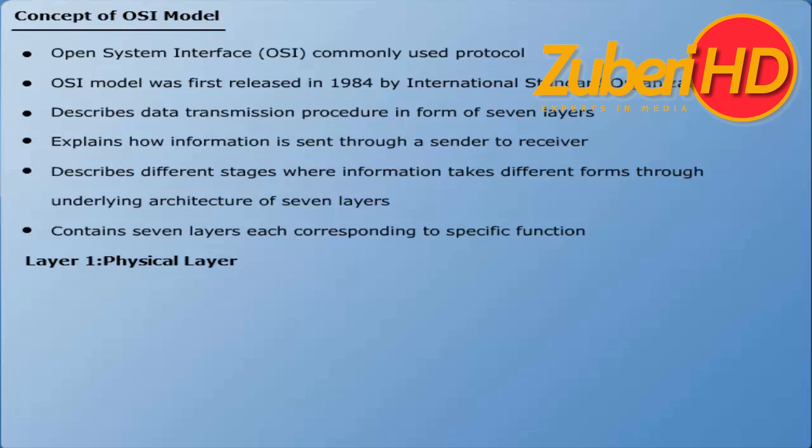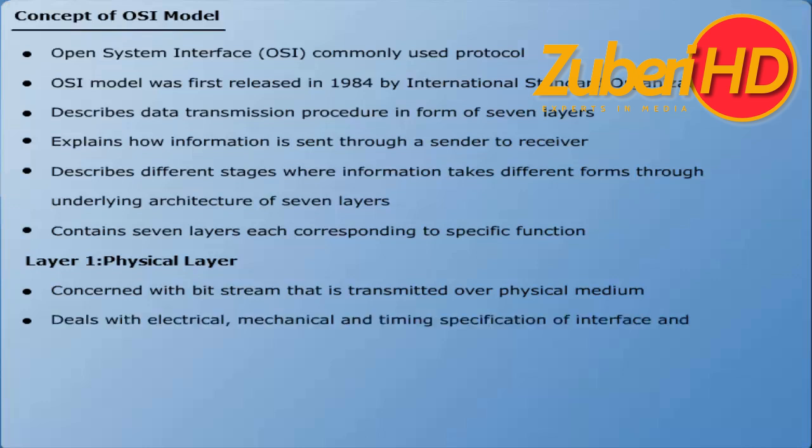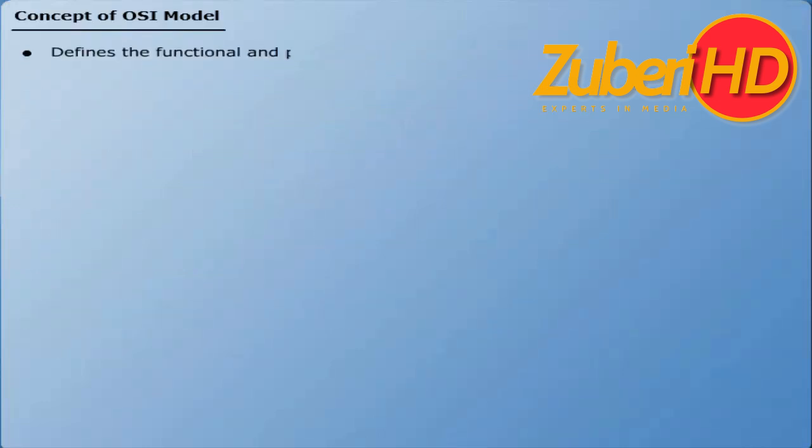Layer 1. Physical layer. Physical layer is concerned with the bit stream that is transmitted over the physical medium. It deals with electrical, mechanical, and timing specification of the interface and transmission medium. It also defines the functional and procedural specifications of the medium.